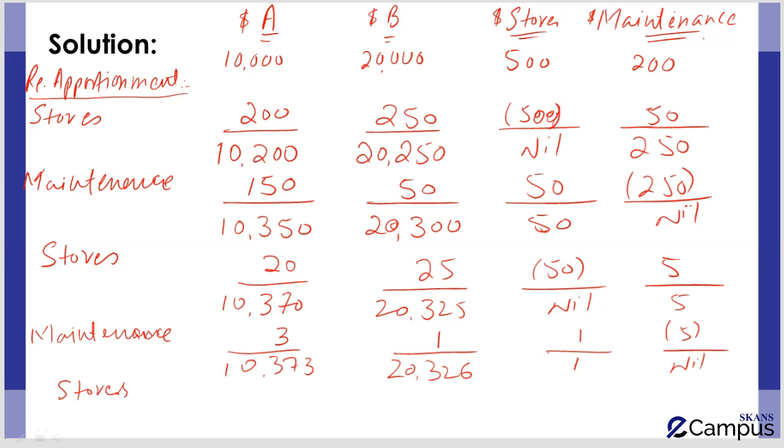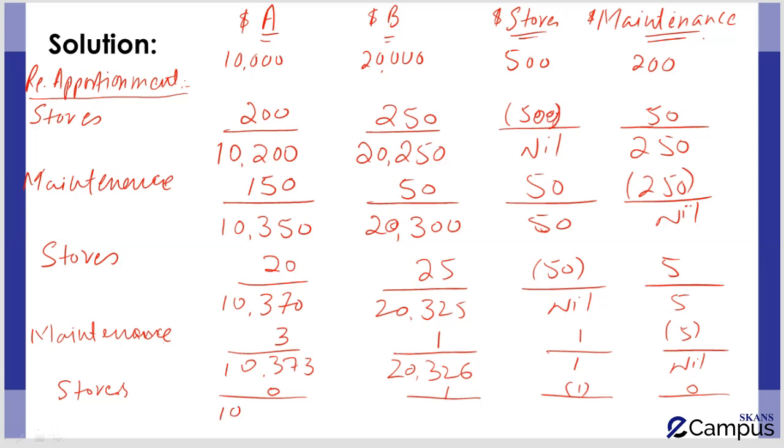But here we can see the balance is very nominal. So here we will go for the round off. We will charge the complete 1 to the department to whom stores have given the most services, which is B, because stores have given 50% of its services to B. So we will charge the complete 1 to B, and the other two departments' balance would be nil, 0.